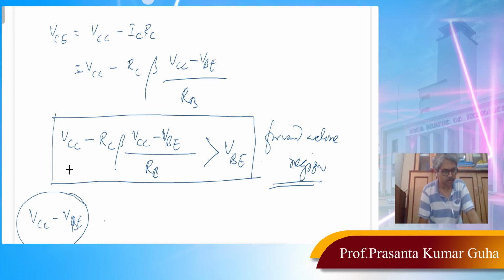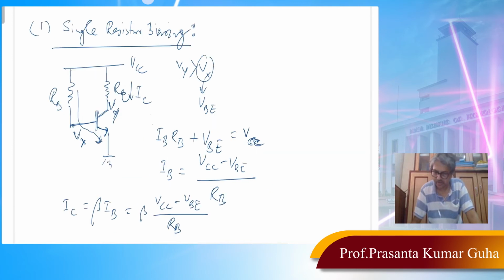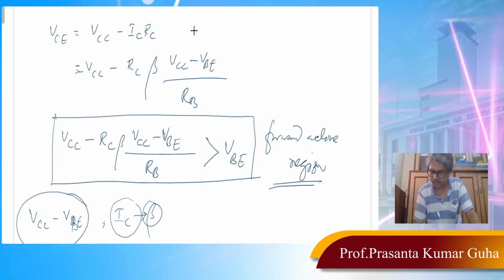That is one constraint with this circuit. Second, IC depends heavily on beta in this particular case, because of the equation we have written here. So if we have to change the BJT for some reason, say the BJT is not working, then beta will change, and that will change the biasing point.